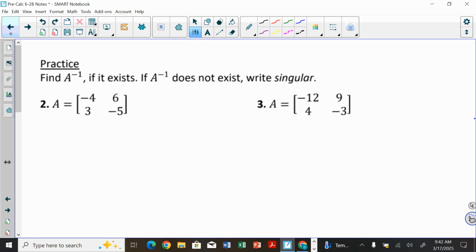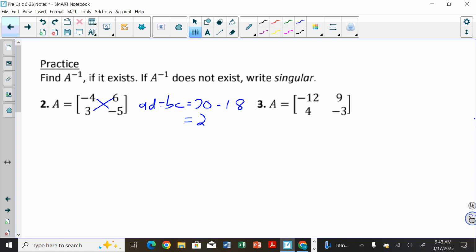So number 2 and number 3, find the inverse of A if it exists. If it doesn't exist, we can write singular. So let's just first find our determinant. So AD minus BC for this one gives us -4 times -5 is 20. 3 times 6 is 18. So my determinant is 2. So I know it has an inverse.